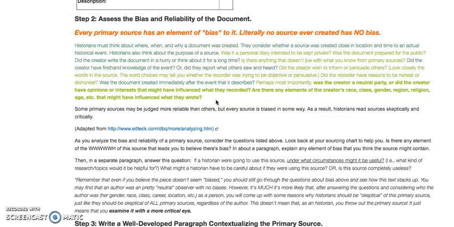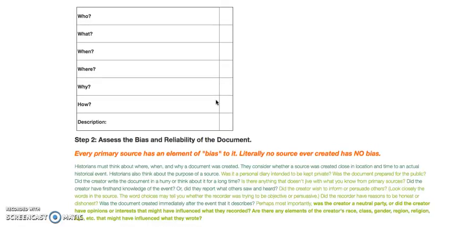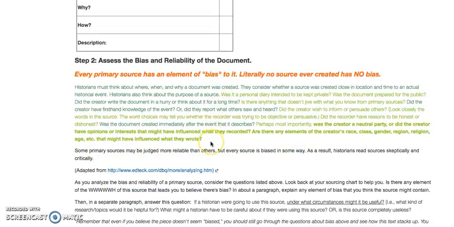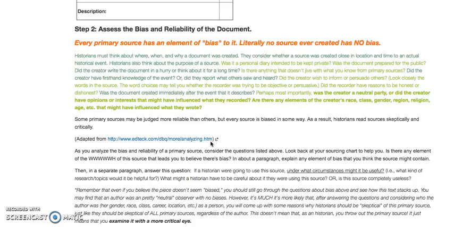And that doesn't mean that you're going to throw it out and say it's useless if there's a lot of bias to it. You're just going to analyze why that bias is there, and then think about in what way that source may or may not be useful to you as a historian once you've recognized the elements of bias in it. So for this assignment, once you have sourced it, once you have filled in your who, what, where, when, why, and how chart, you're going to look back at that chart and think about which of those elements are influencing that document. And I've given you a list of questions here that you can think about as you do that.